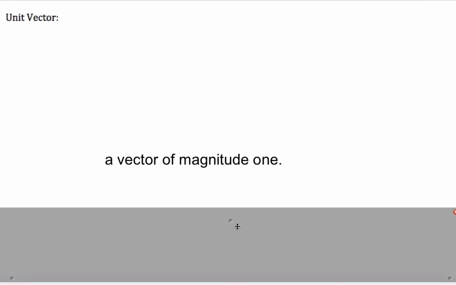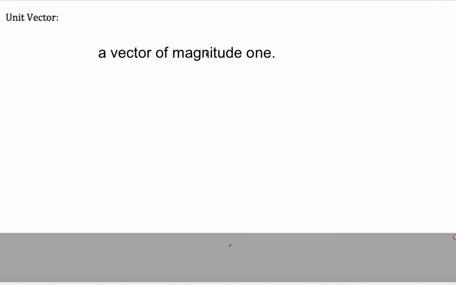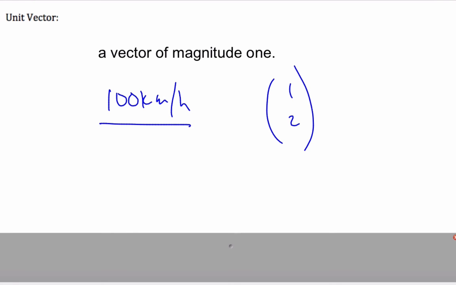And the unit vector I referred to earlier is a vector of magnitude 1. These are really handy when I have problems like an airplane flying 100 kilometers per hour, which is a speed, in the direction of (1, 2). Well, this vector definitely does not have a length of 100 kilometers per hour. And so we shrink it down to a magnitude of 1 in order to find the unit vector.